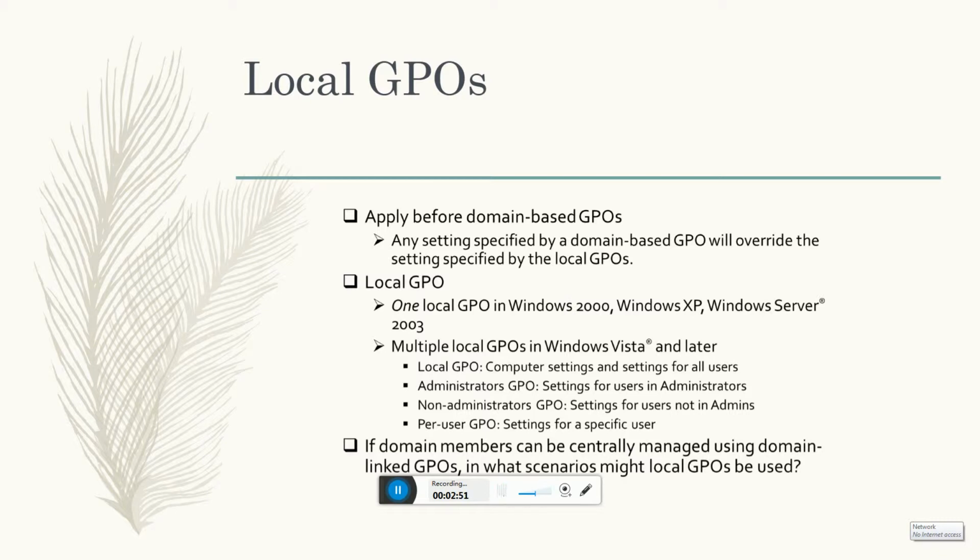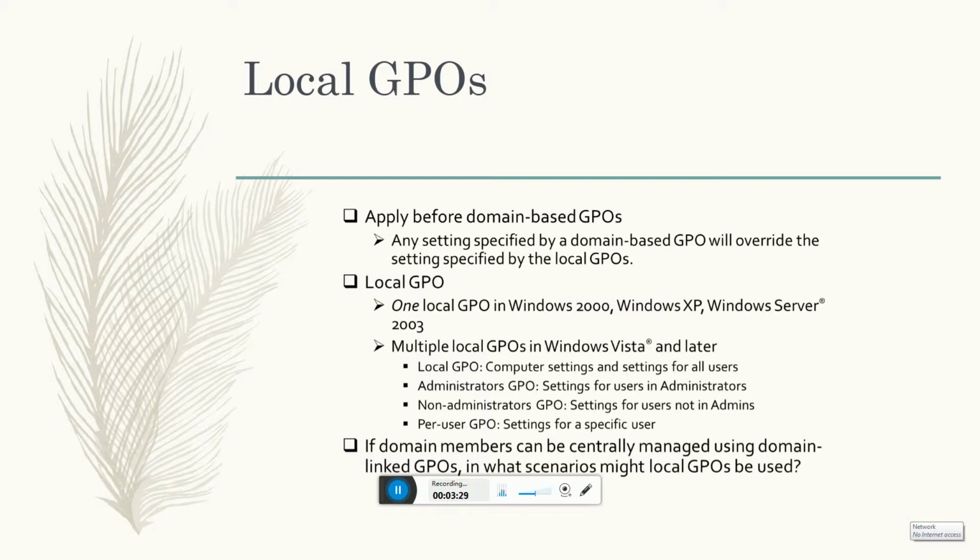Local GPOs apply before domain-based GPOs. Any setting specified in a domain-based GPO will override the setting specified in the local GPO. Local GPO: Windows 2000, Windows XP, and Windows Server 2003 have one local GPO. Windows Vista and later have multiple local GPOs. A local GPO applies computer settings and settings for all users. Administrator GPO settings apply to administrator users, non-administrator GPO settings apply to users who are not admins, and per-user GPO settings apply to a specific user.